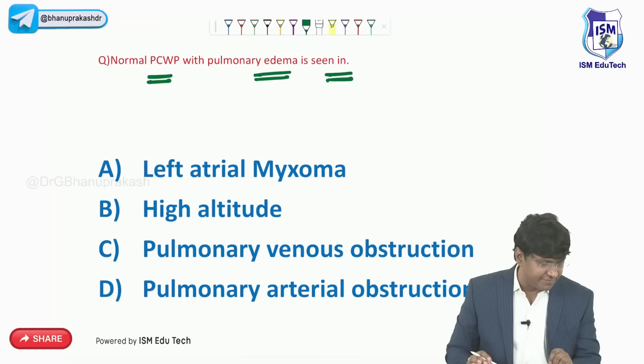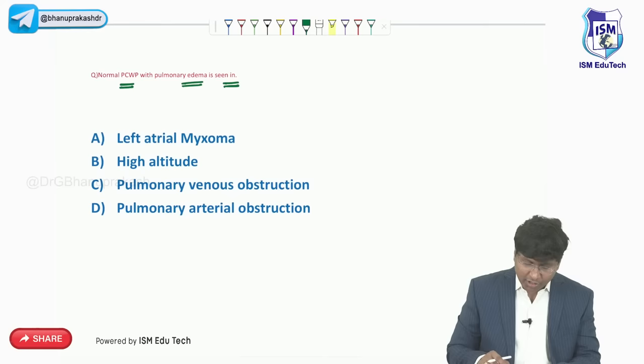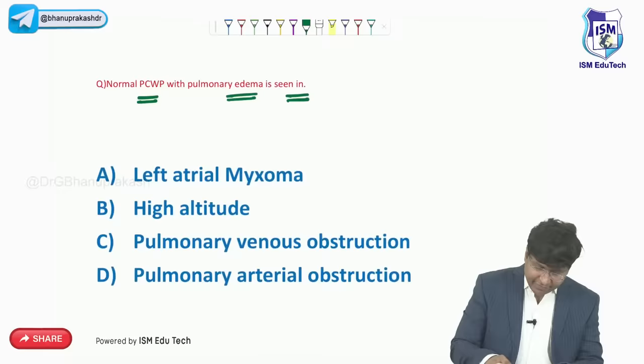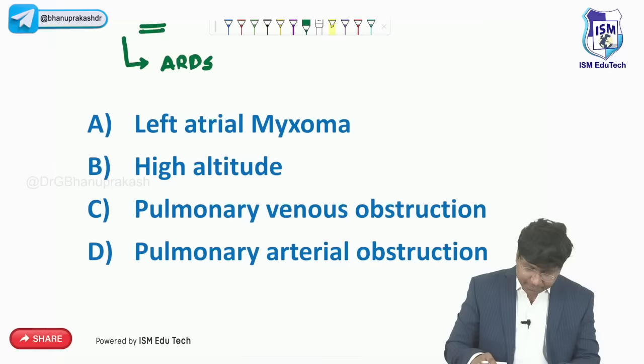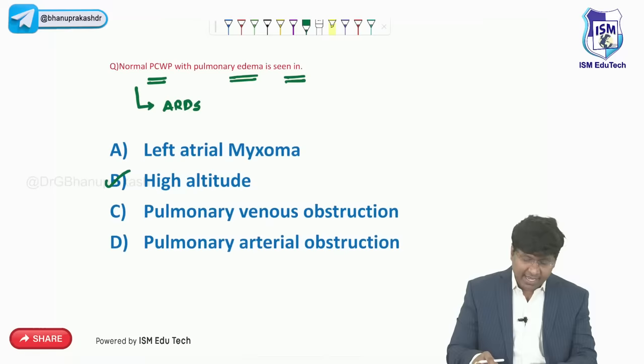Right, very good. So among the options which have been given to you, where will you have your normal pulmonary capillary wedge pressure? Normal pulmonary capillary wedge pressure, you have that in case of ARDS, that is acute respiratory distress syndrome. And among the options, which one will cause your ARDS? That is your high altitude. So high altitude is associated with the development of pulmonary edema.